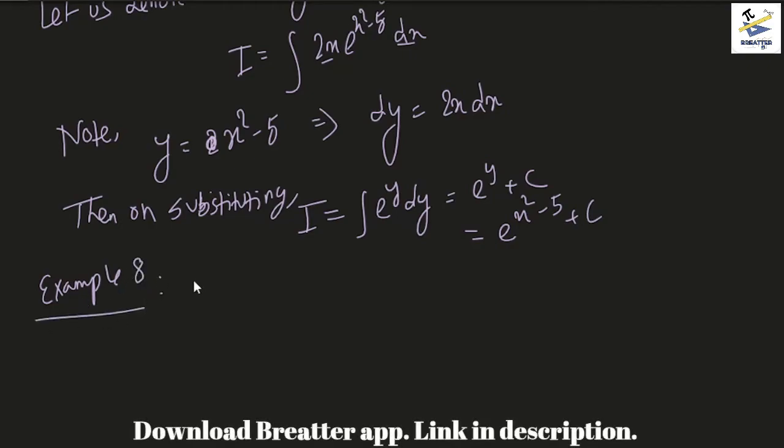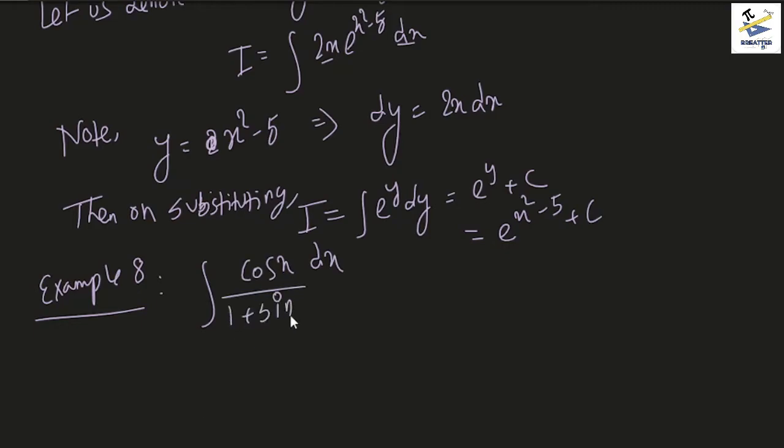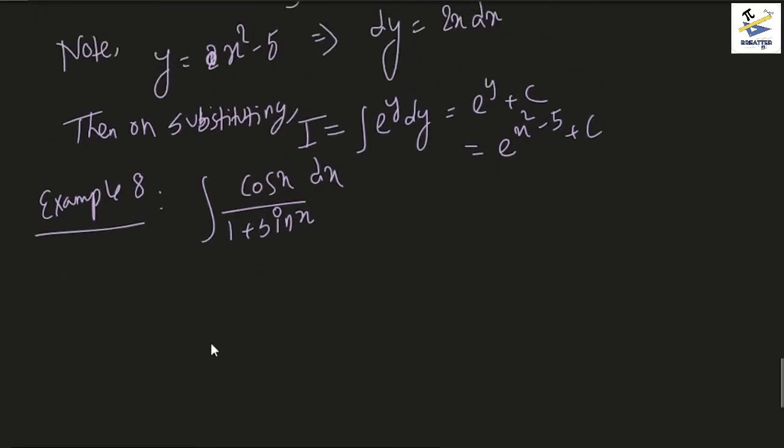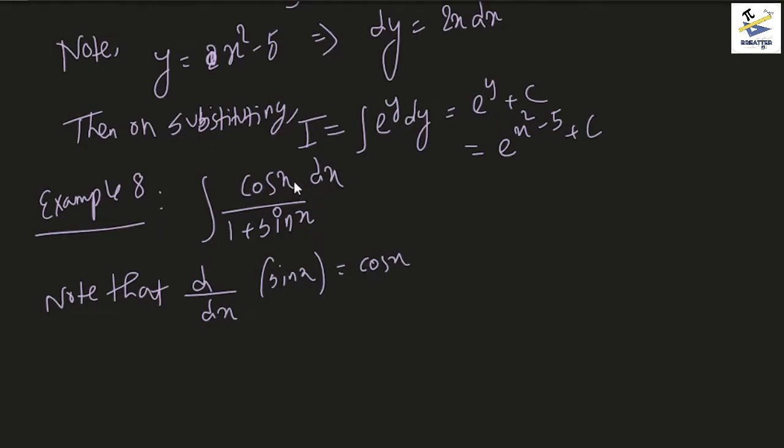So let us do this problem where we have the integral of cosine of x dx by 1 plus sine x. This one looks a bit more tedious than before, but note that d/dx of sine x is just cos x, right? As we can see, cos x dx is present in the numerator and 1 plus sine x is in the denominator. So if the derivative of sine x is cos x, then the derivative of 1 plus sine x should also be cos x, right?